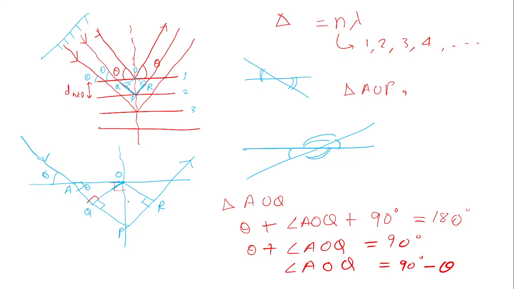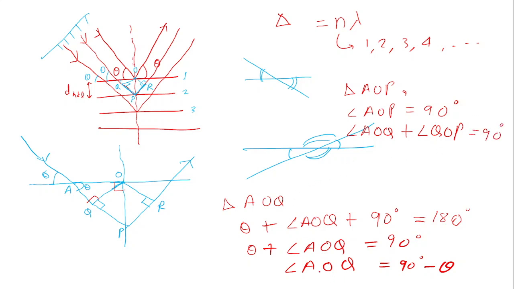Angle AOP is 90 degree, that is clear because I have drawn normal to this plane. Now if you see, angle AOP is made up of angle AOQ and angle QOP, right? It is made up of these two angles, or you can call it POQ, both are same. So their sum is still equal to 90 degree.